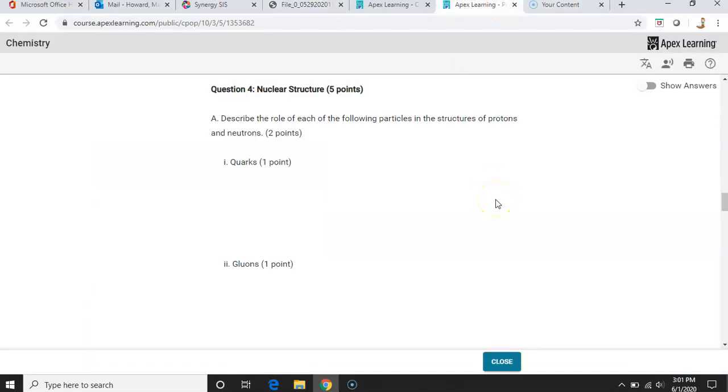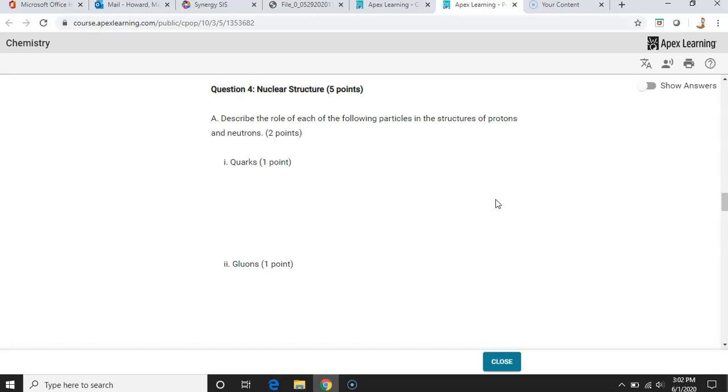So each has a role: the following particles and the protons and neutrons. What they've kind of figured out is that we thought protons and neutrons were the smallest things, but recently they're figuring out it's more. So quarks are subatomic particles that make up protons and neutrons. Each proton and neutron is made up of 3 quarks.